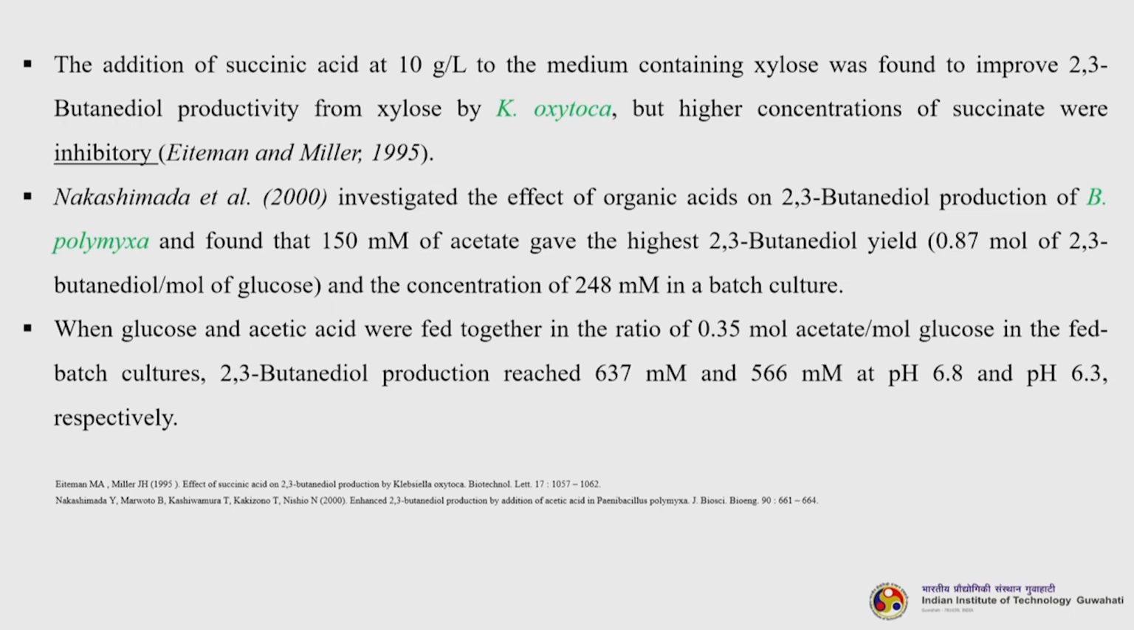Then Nakashimada et al. investigated the effect of organic acids on 2,3-butanediol production by Bacillus polymyxa and found that 150 millimolar of acetate gave the highest 2,3-butanediol yield, that is 0.87 moles of 2,3-butanediol per mole of glucose, which is very good actually, and the concentration of 248 millimolar in a batch culture. When glucose and acetic acid were fed together in the ratio of 0.35 mole acetate per mole of glucose in the fed batch cultures, 2,3-butanediol production reached 637 millimolar and 566 millimolar at pH 6.8 and pH 6.3 respectively.